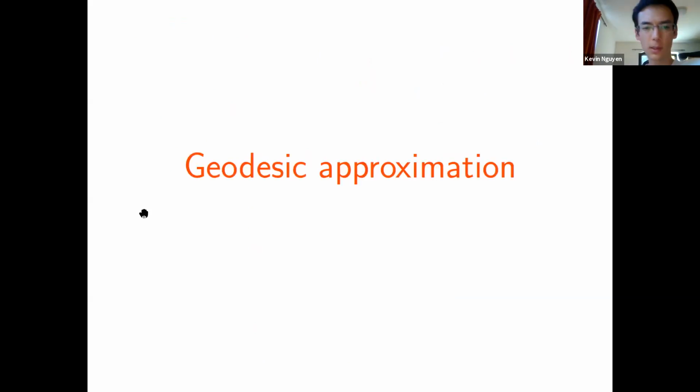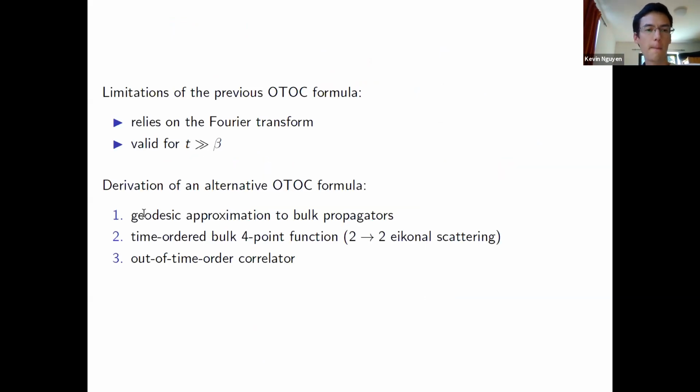Okay, so now let me go to our own work, where one of the results is that we provide an alternative formula to compute OTOC in gravity, and the reason that we did so is that we want to go beyond the limitations of the previous formula. So in particular, we don't want to rely on Fourier decomposition. This is only useful when you decompose on some Cauchy surface that has translation invariance, such as black hole horizons. And at the same time, we don't want to assume a large time separation compared to the inverse temperature. So these are the two main reasons.